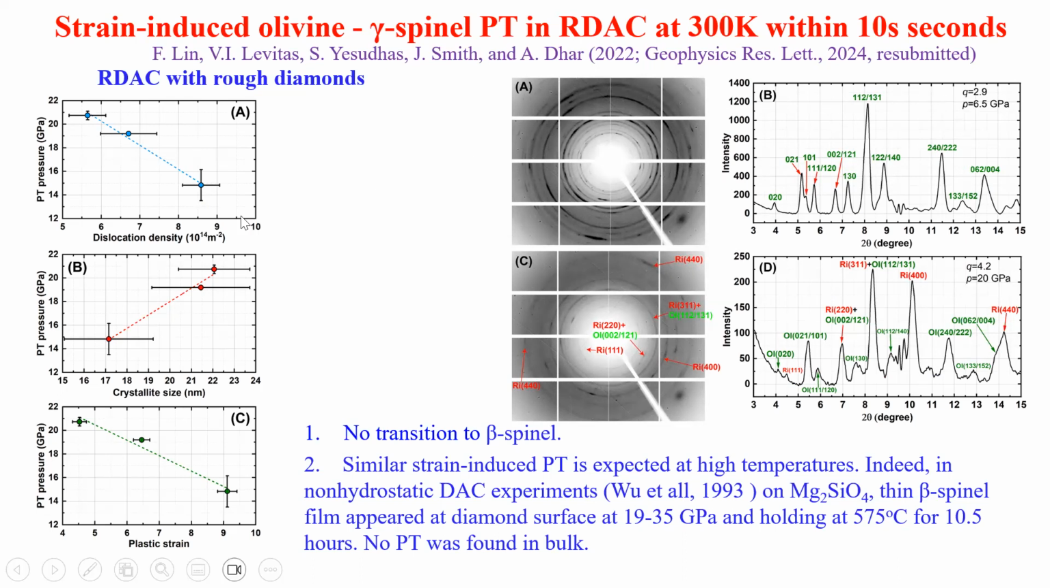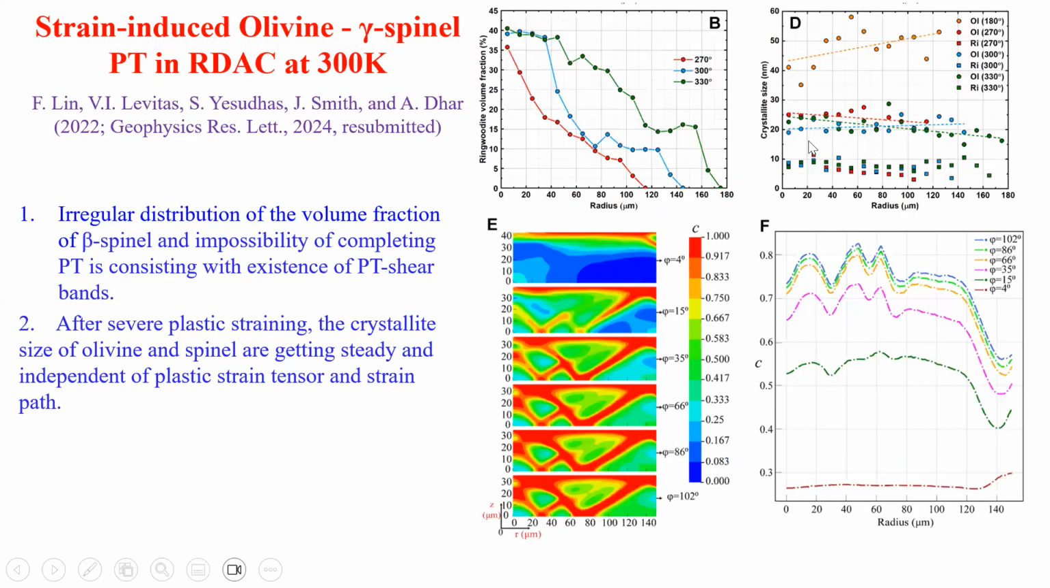And also we found first rules that the phase transition pressure reduces with increased plastic straining and the corresponding increase in dislocation density and reduction in crystallite size. We also found that crystallite size in olivine and spinel after severe plastic deformation gets steady and independent of plastic strain path and pressure. And also spinel is significantly weaker than olivine. That means that we can expect strain localization, and indeed in our finite element simulation, we found the appearance of transformation shear bands. And that is exactly what we need for earthquake.